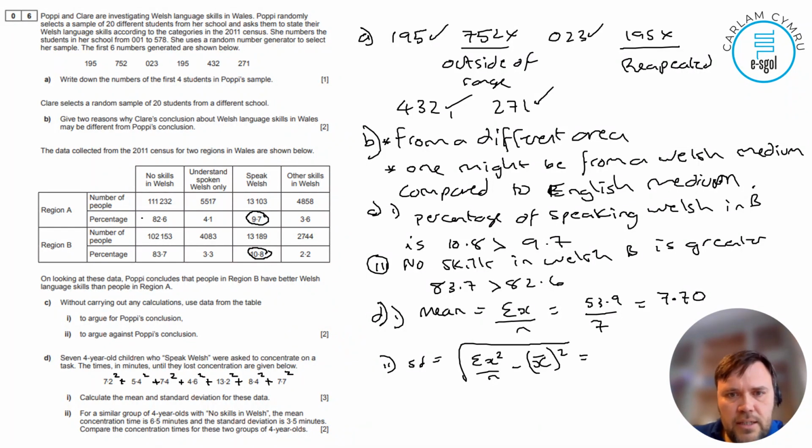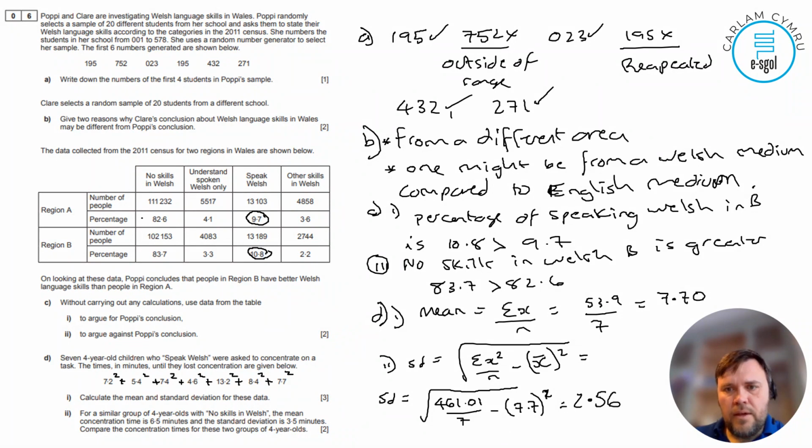So then the standard deviation is equal to the square root of, now sigma x squared added together is 461.01. 461.01 divided by 7, minus 7.7 squared, which gives me, and if you just put that in the calculator, 2.56. Okay, so there's your 3 marks, and now the last 2 marks.